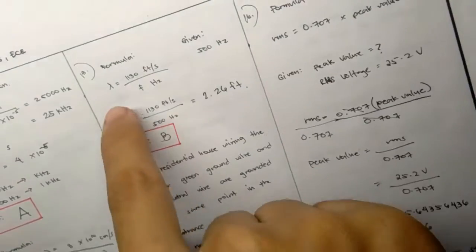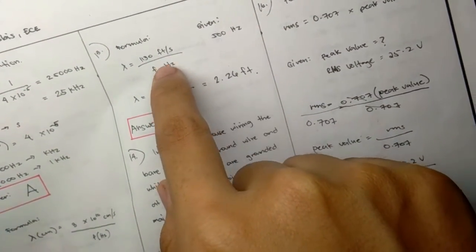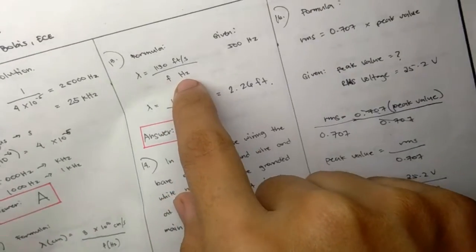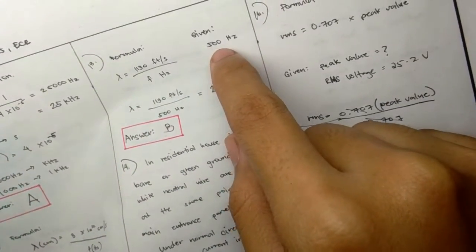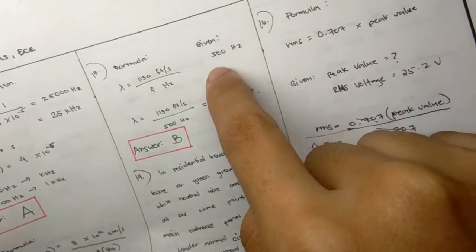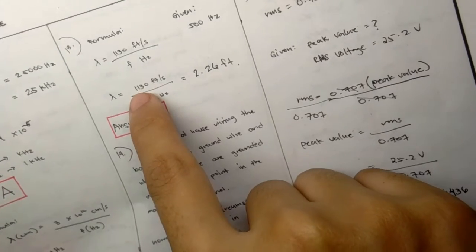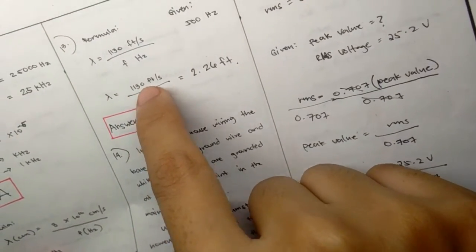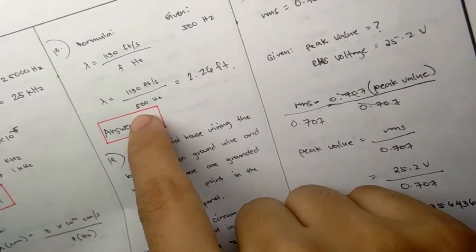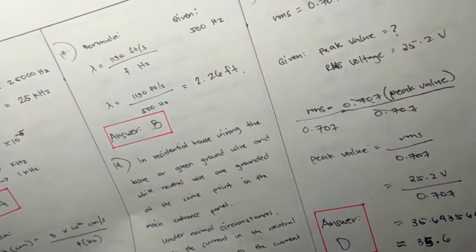Number 13, the wavelength is equal to the wavelength of sound wave over frequency. The given is 500 Hz. Then, substitute the 500 Hz as the frequency in hertz. Then, 1,130 feet per second over 500 Hz is equal to 2.26 feet.